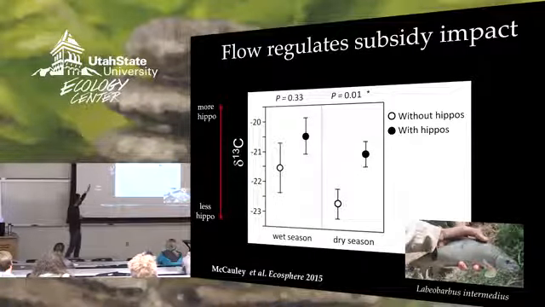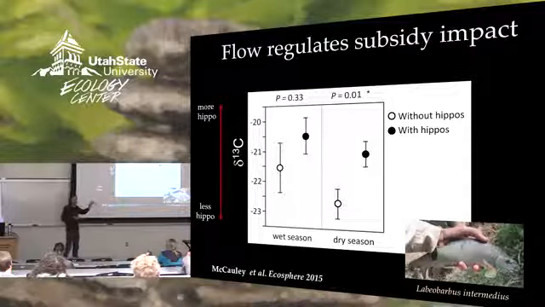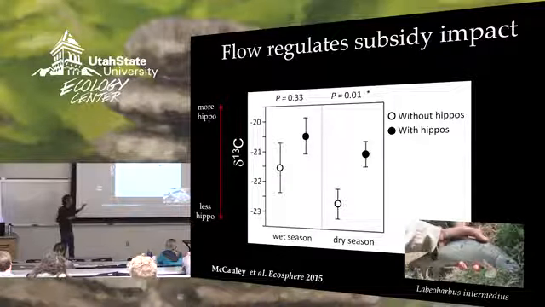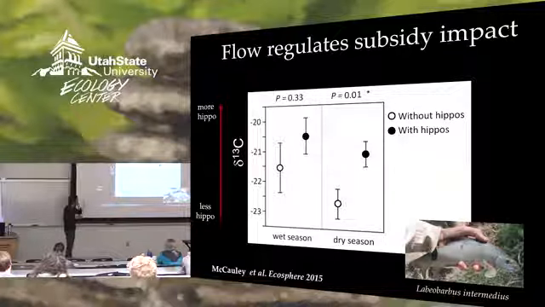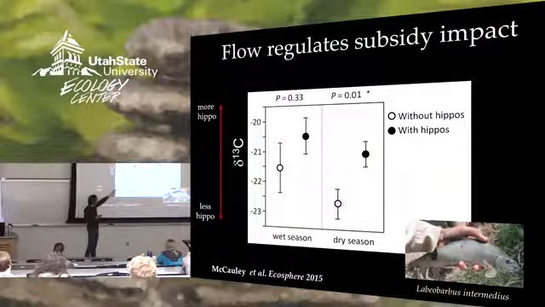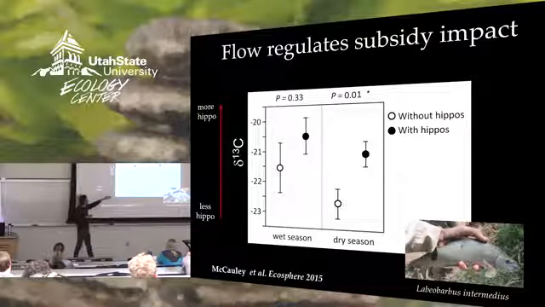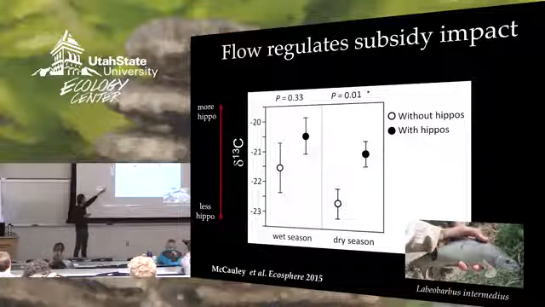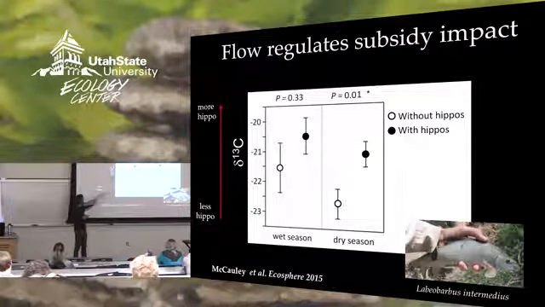That gives us a sense of what's the isotopic directionality that you should see change happen in pools with and without hippos. So during the wet season, we look at the signatures of these fish. We see some tendency for an increased presence of hippo-derived material in our fish with hippos, but that's not a significant difference.